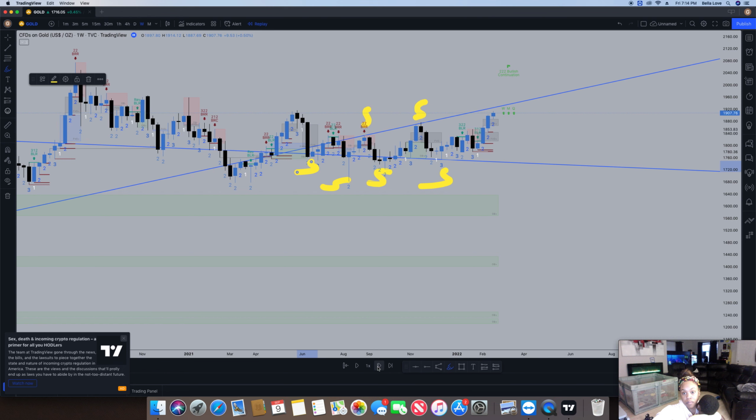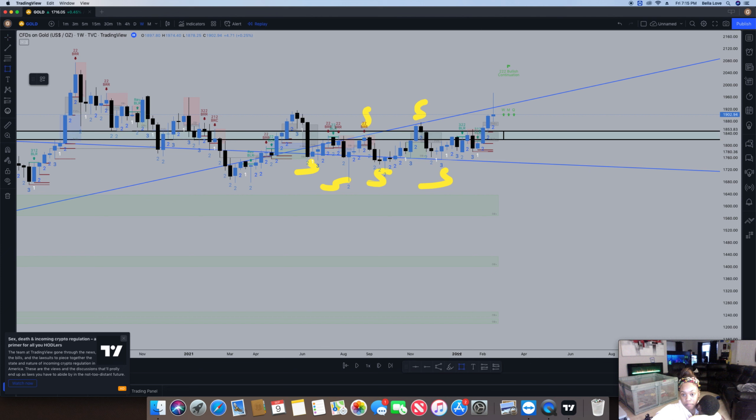Alright, so it's approaching back up to this broadening formation. From here, it's either going to continue respecting the broadening formation and drop down, which I believe it will. I believe it will go here.